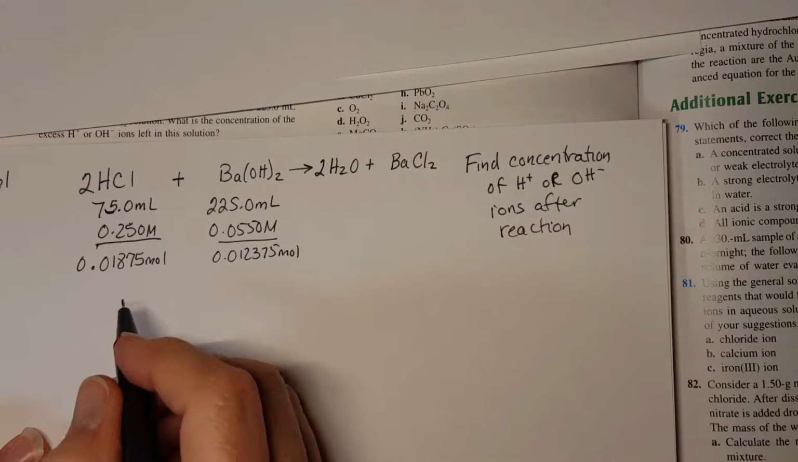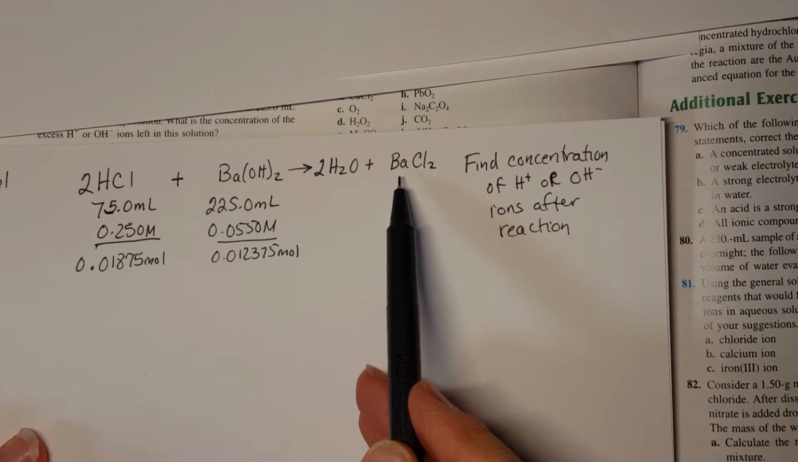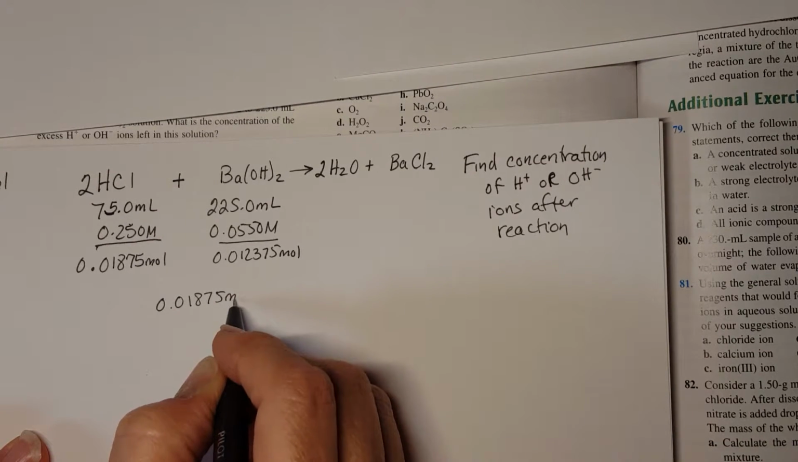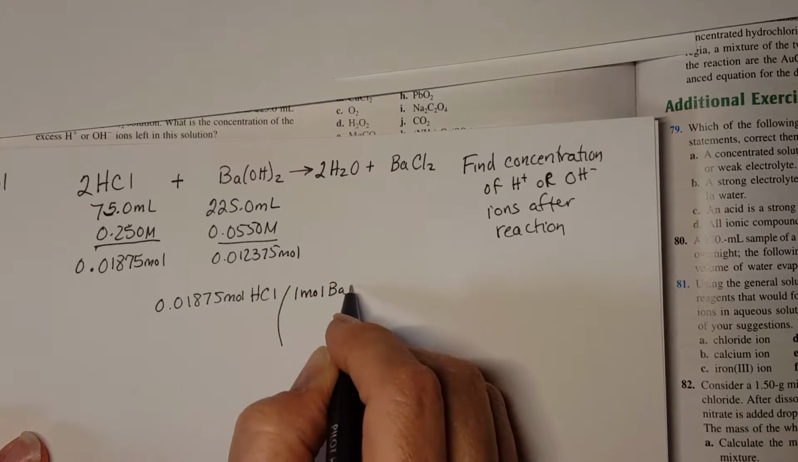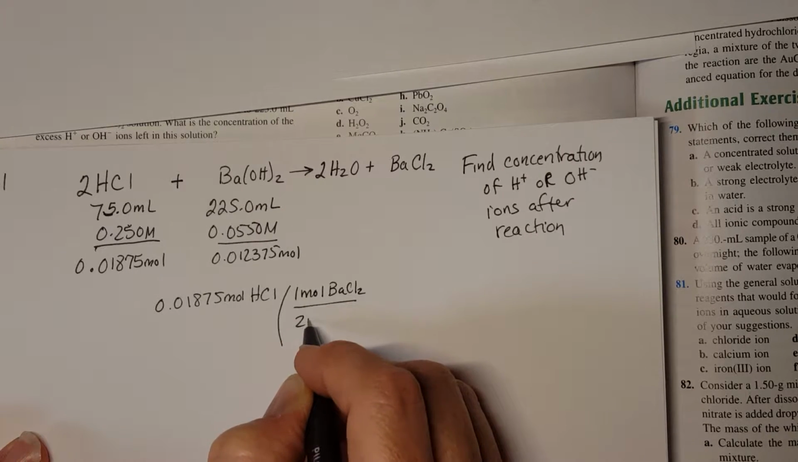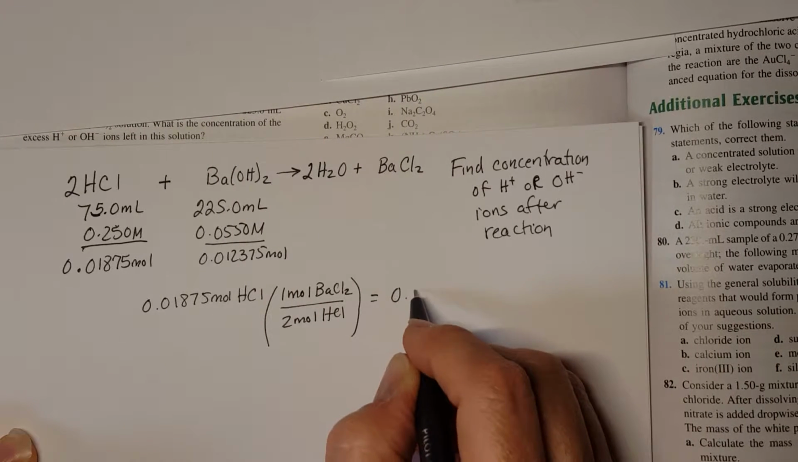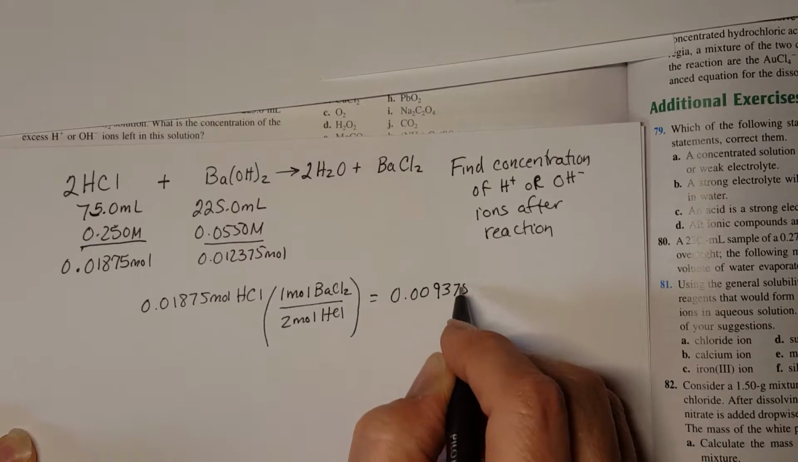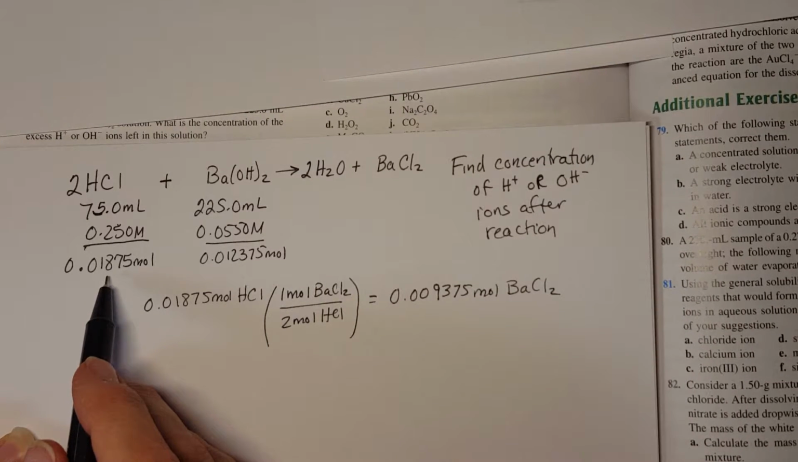Now we're just going to run the stoichiometry in moles. I'm not going to go to grams or volume or anything. I'm just going to find out in moles which one makes the most barium chloride. So we'll take 0.01875 moles of HCl, and we're going to make 1 mole of barium chloride for every 2 moles of HCl. That means I'm going to make 0.009375 moles of barium chloride if I start with this many moles of HCl.